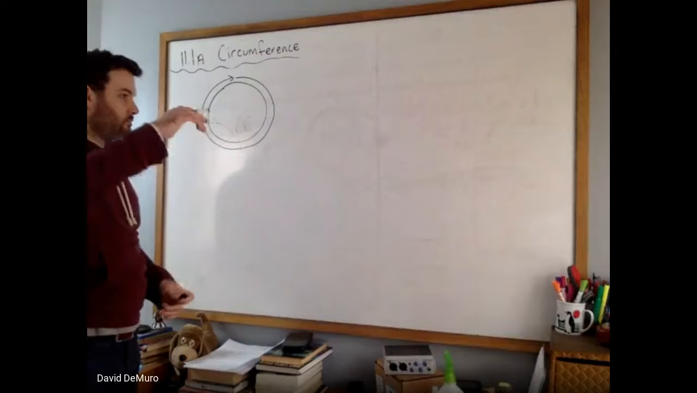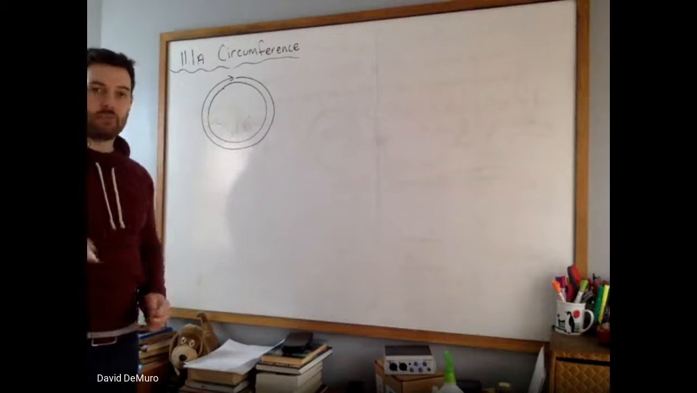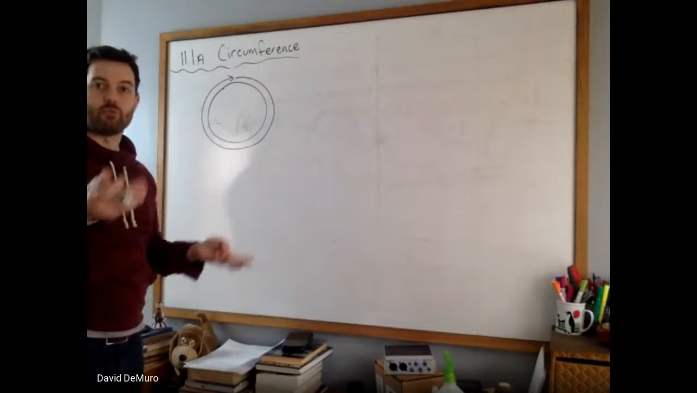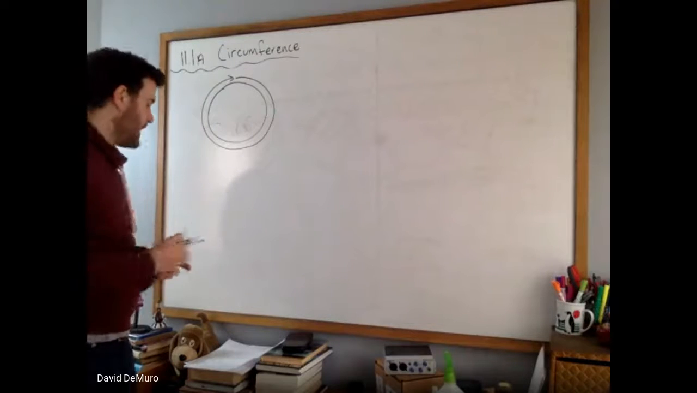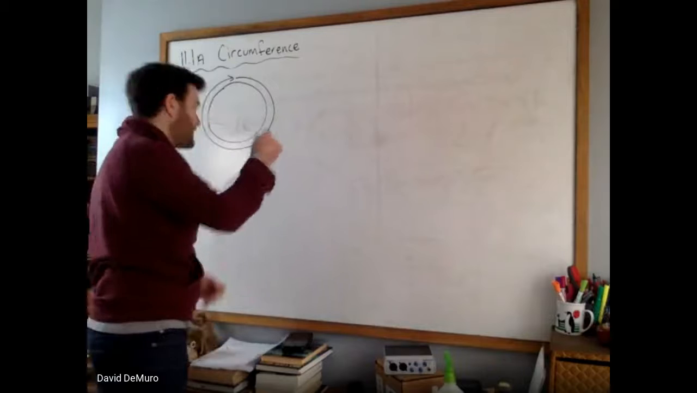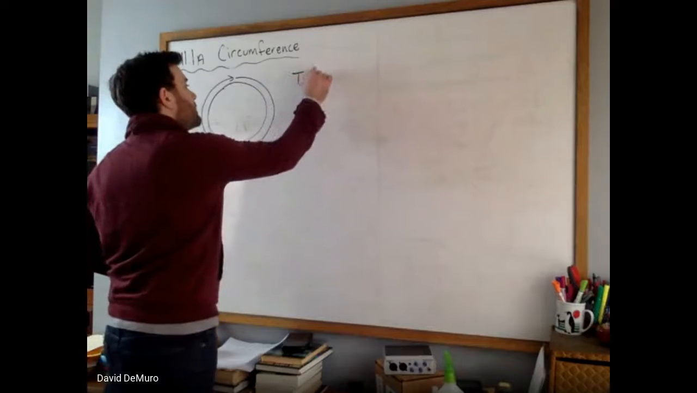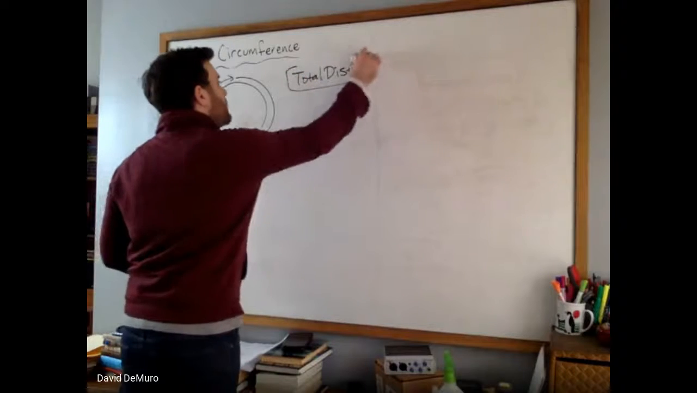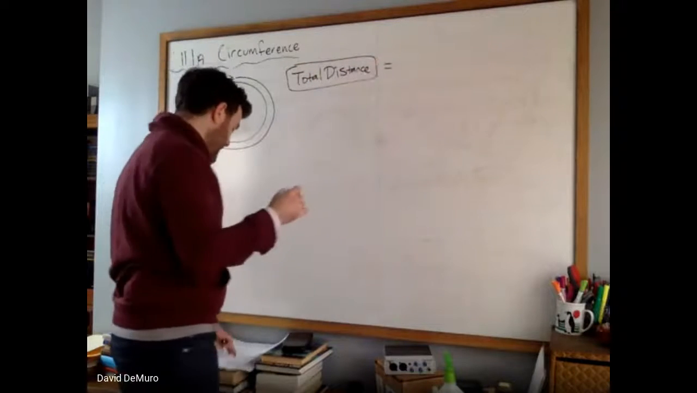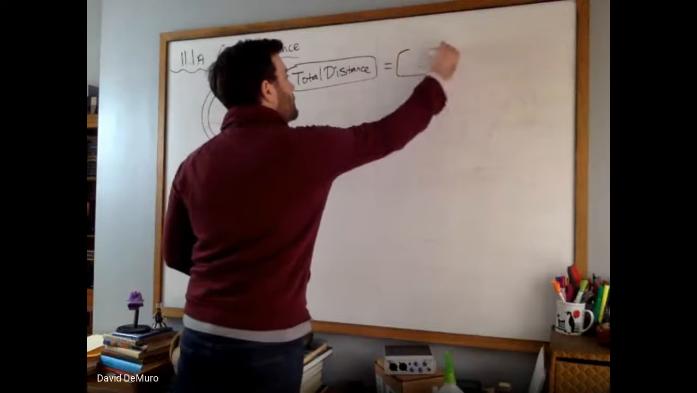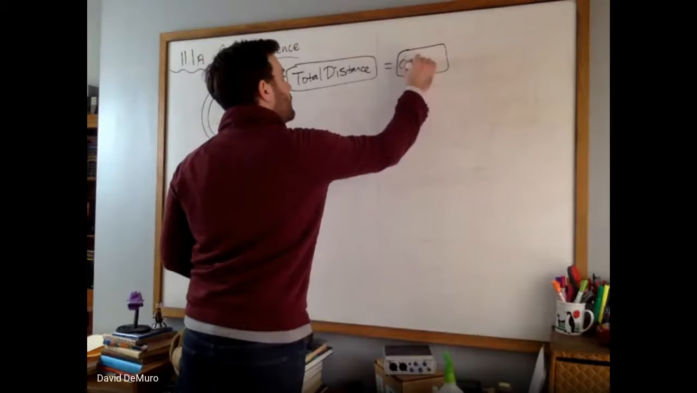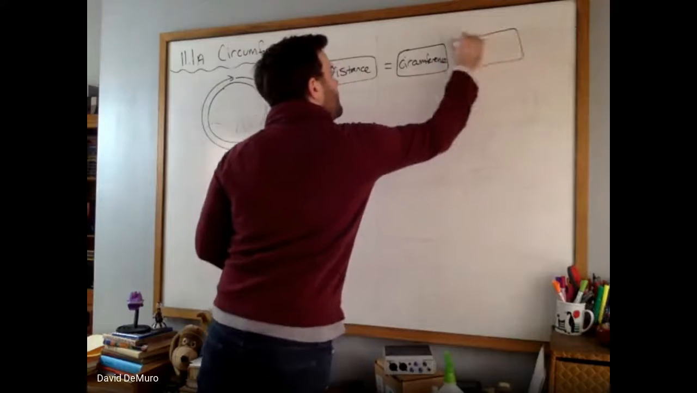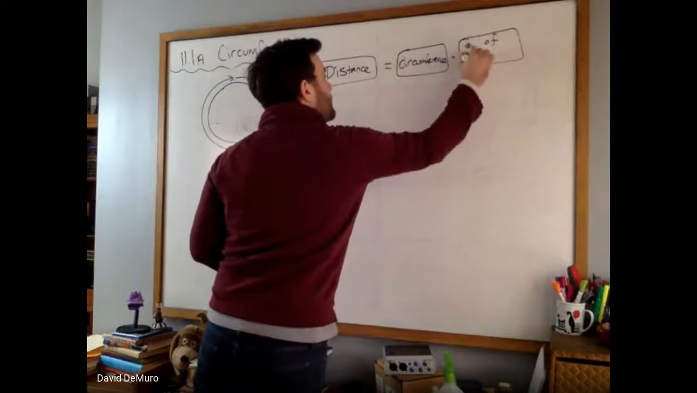And so if it rotates many, many times, we can just take that circumference and multiply by the number of times it rotated or revolved. And what we end up with is a formula that shows that the total distance that a car or a circle, whatever it would be, travels, is the circumference times the number of revolutions or rotations.